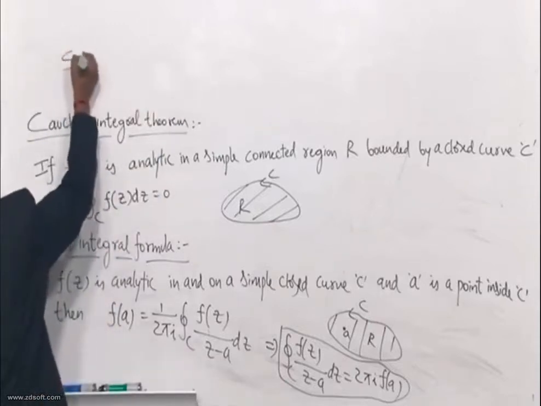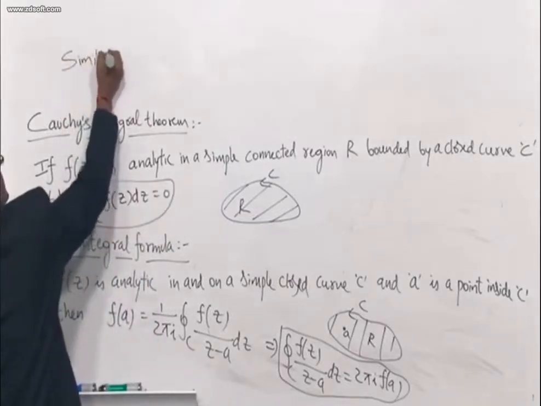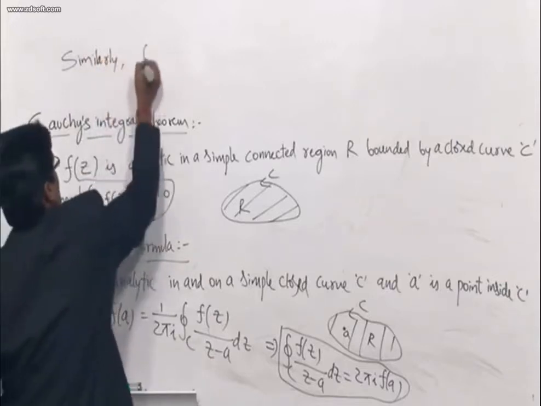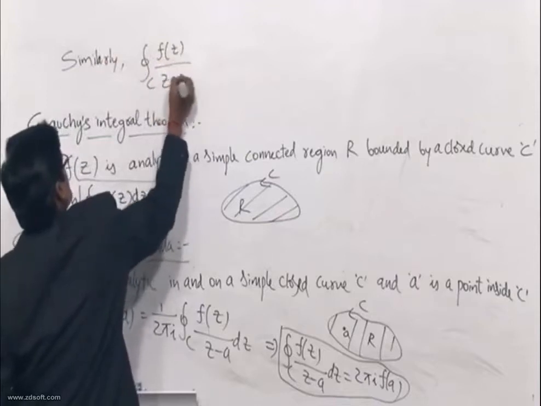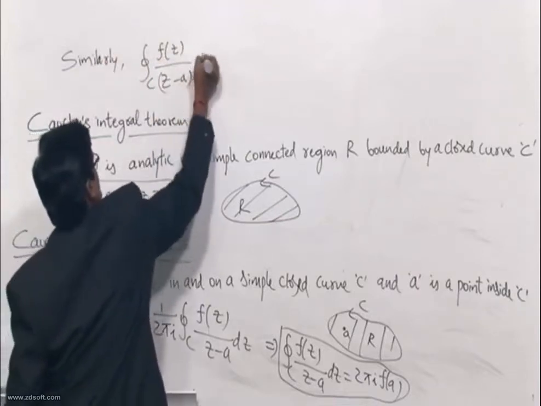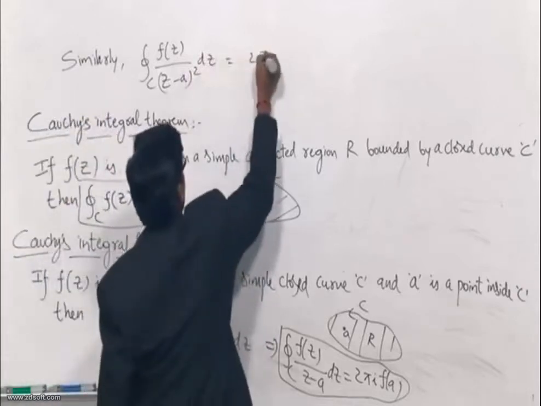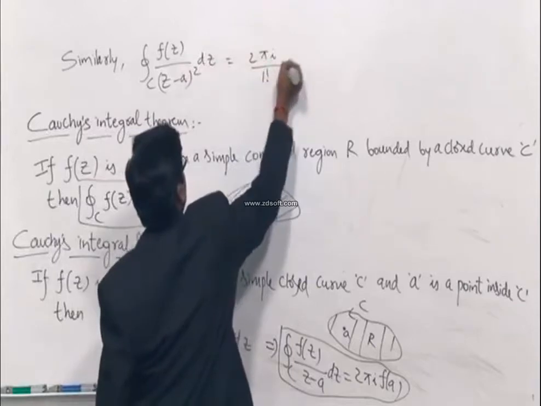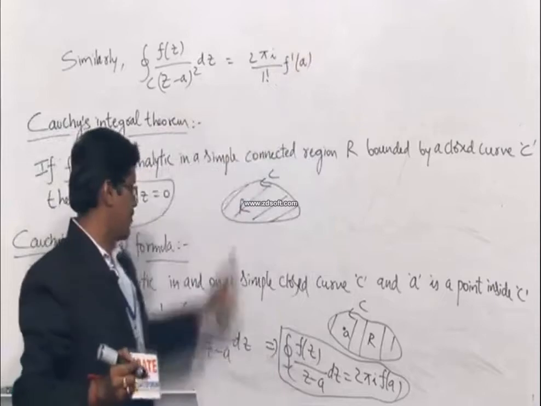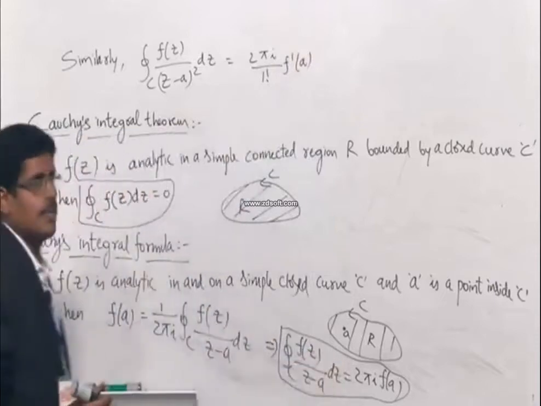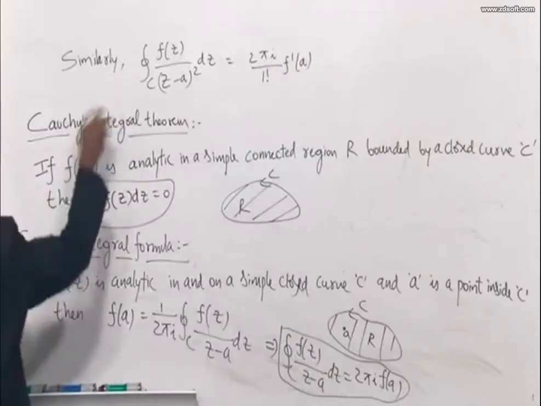Similarly, keep this also in a bracket. Similarly, the integral over C of f of z by z minus a whole square dz is equal to 2 pi i by 1 factorial f dash a. So when it is whole square, this is the answer. When it is whole power 1, that is the answer. All these came from Cauchy's integral formula for derivatives of analytic functions.